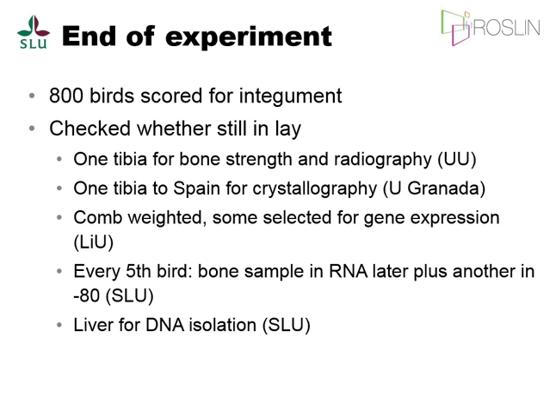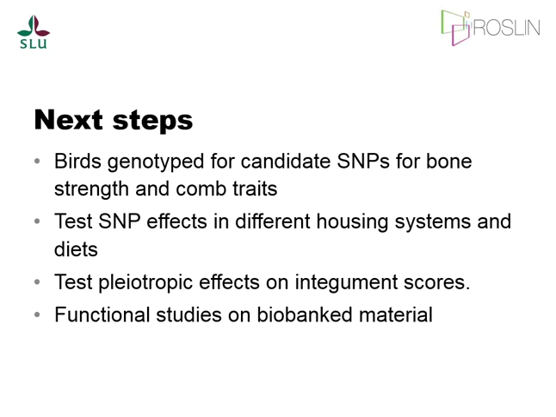So, by doing this experiment, we're also creating sort of resources for further research and biobanking. Now, at this moment, we're genotyping these birds for candidate SNPs that we picked up in the GWAS and from other studies in bone strength and comb traits. Then we can test these effects in different housing systems and diets, plus pleiotropic effects on these feathering scores. And then we have lots of biobank material for functional studies.